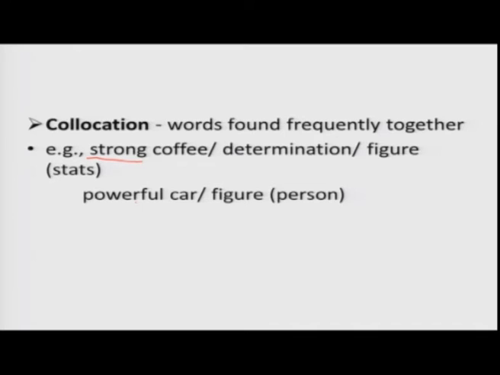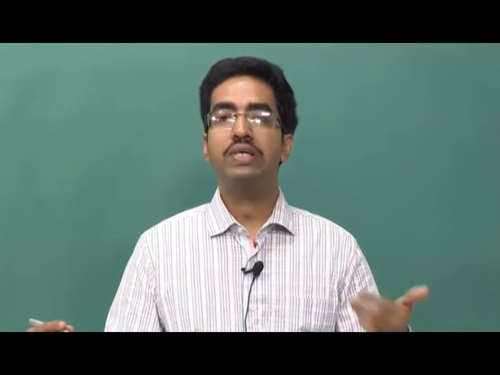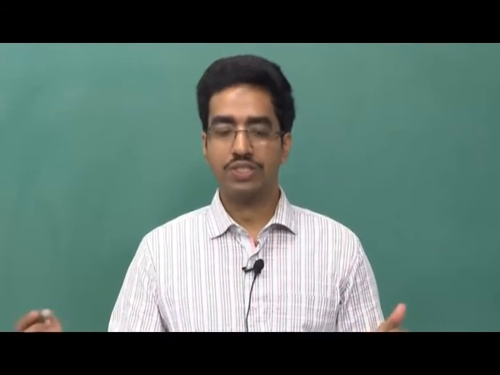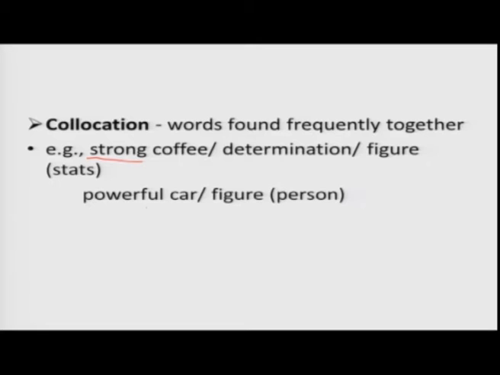Why? That is your collocation. With the adjective powerful we say car. It is a powerful car, powerful engine. Then we say powerful figure, where figure here refers to a person. So, a powerful figure in the politics of India. You are referring to a person. In such cases we use the adjective powerful.